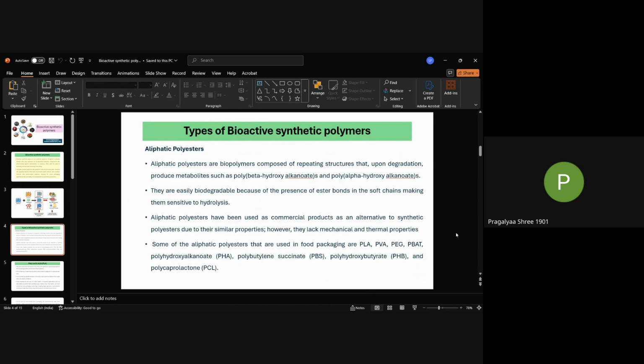The polymer materials normally will have higher tensile strength, mechanical property, and barrier property, but they will have lesser mechanical and thermal properties. Some of the aliphatic polyesters used in food packaging are PLA, that is nothing but polylactic acid, polyvinyl alcohol, PEG, PBAT, polyhydroxyalkanoate PHA, polybutylene succinate, polyhydroxybutyrate, and polycaprolactone. These are some of the materials which are all used. Okay.